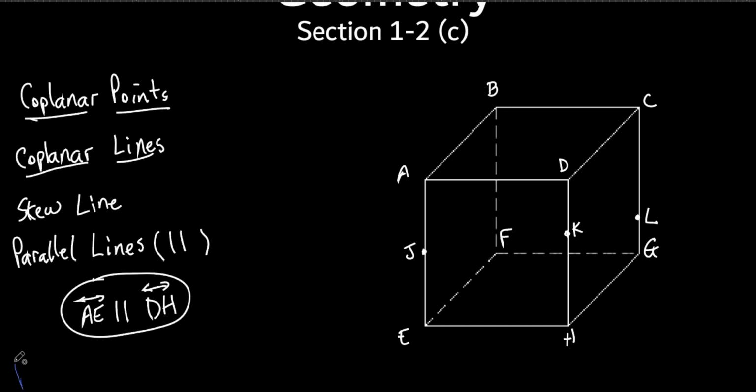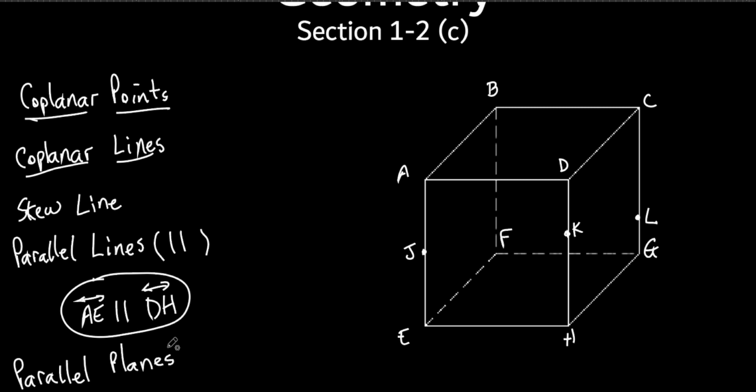Okay, one more thing. We could have parallel planes. All right, let's get the box again. So what do you think must be true about parallel planes? Parallel planes are planes that do not intersect each other. All right, so if they're parallel, they'll never touch, right? Parallel lines never touch each other. Same thing with parallel planes.